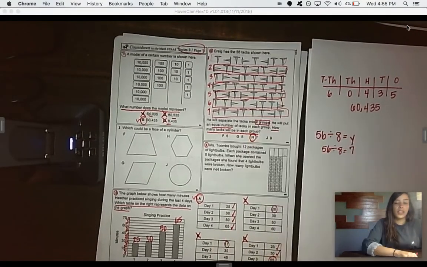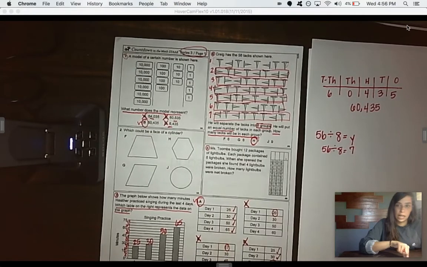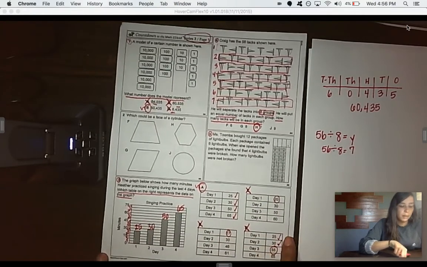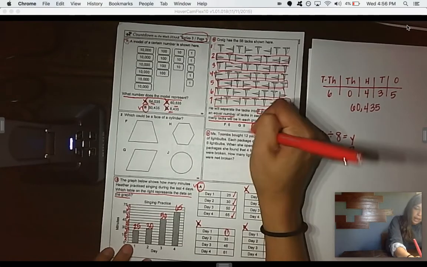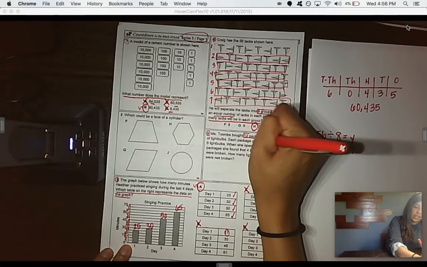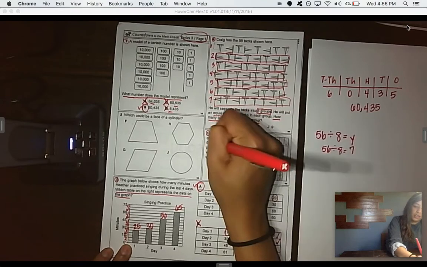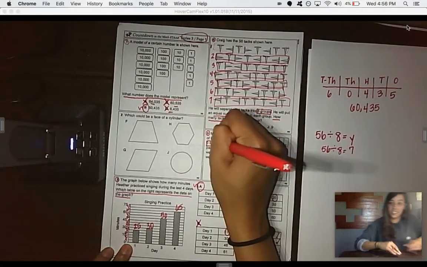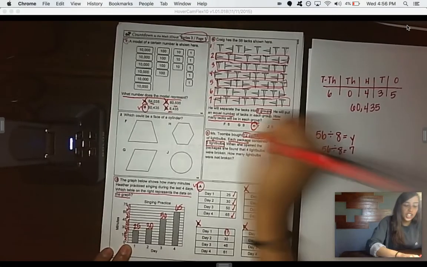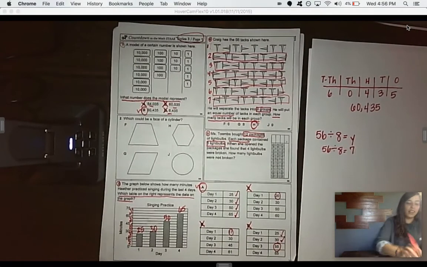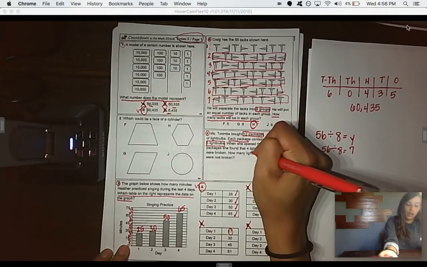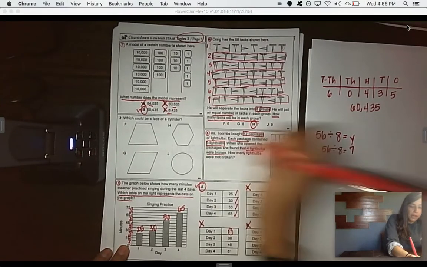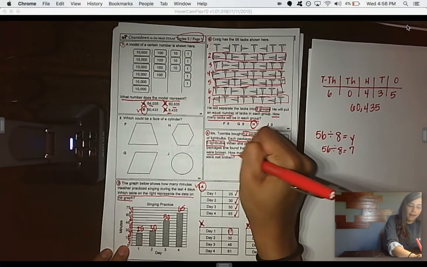And finally, we're going to go over number 5. Number 5 says, Miss Toombs bought 12 packages of light bulbs. Each package contained 6 light bulbs. Let's also underline each package because that's important. And when she opened the package, she found that 4 light bulbs were broken. Uh-oh. The question is, how many light bulbs were not broken?